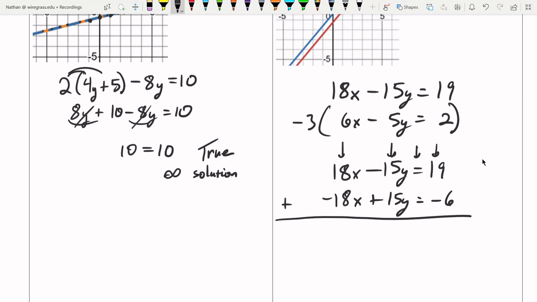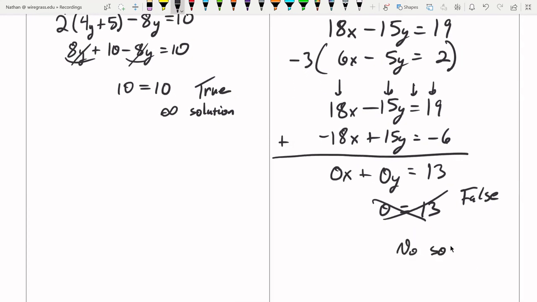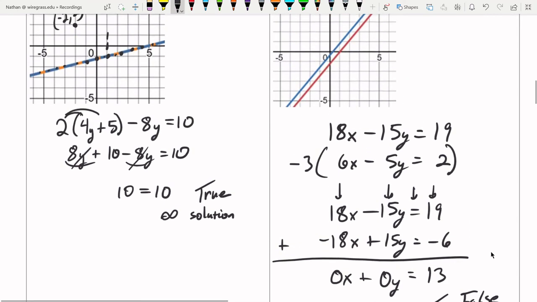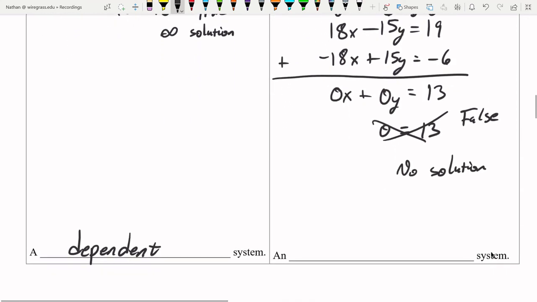I can add going straight down. 18x minus 18x is 0x. Negative 15y plus 15y is 0y. 19 minus 6 is 13. 0x plus 0y is just 0. 0 equals 13. No, this is a false statement, which gives us no solution. And that we knew because the two lines were parallel. Okay, this is, once again, an inconsistent system.